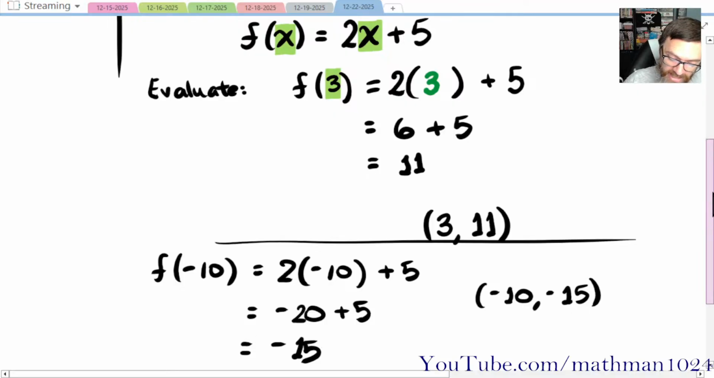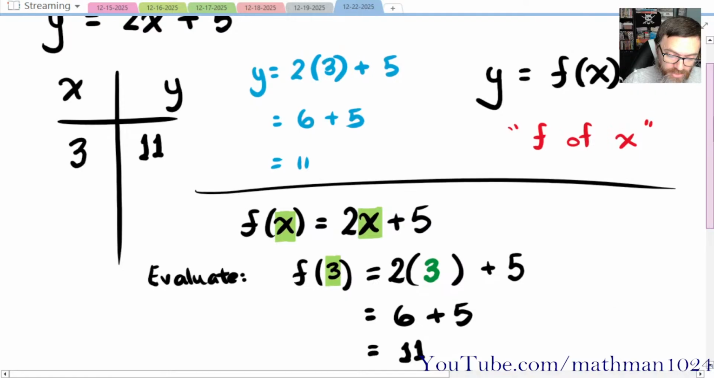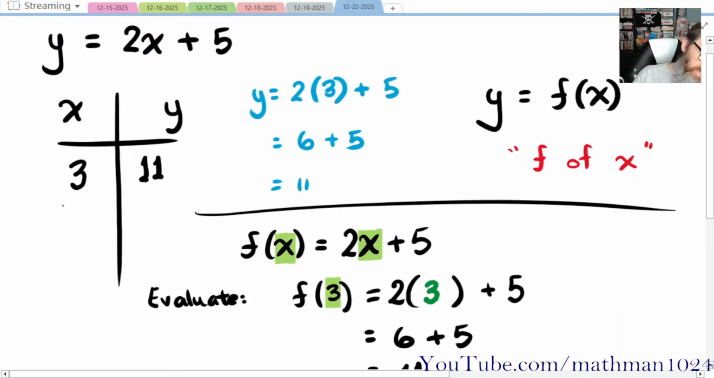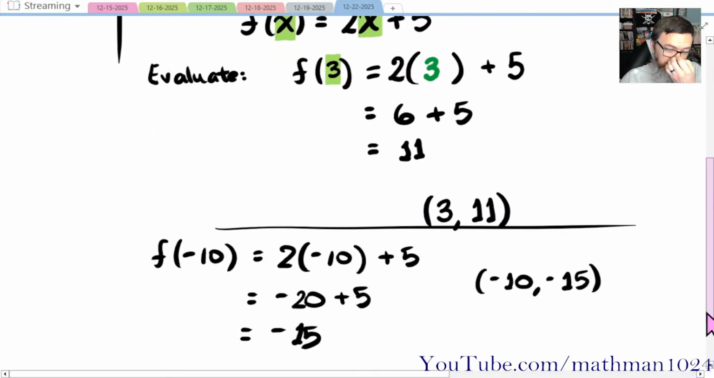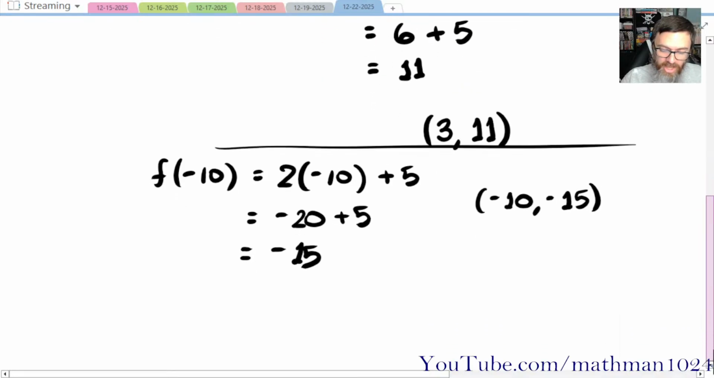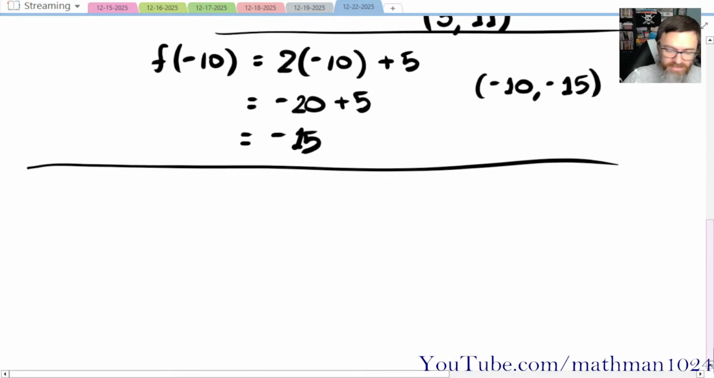If you looked back at the very beginning here when we said y equals 2x plus 5, if you plug in -10, you would get -15 from that linear equation. But now we're using function notation, which is why things look just a little bit different. But the thing is, it doesn't matter what this looks like. We can make things big and bad, it's still going to work the same.